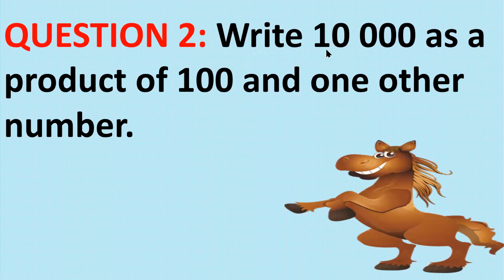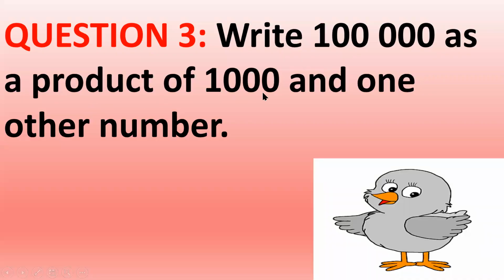Write 100,000 as a product of 1,000 and one other number. As you see, similar question. So what can we do? How can we calculate? We are using 100,000 first, 100,000 divided by 1000. If you calculate this, what are you going to get? Only 100, right?